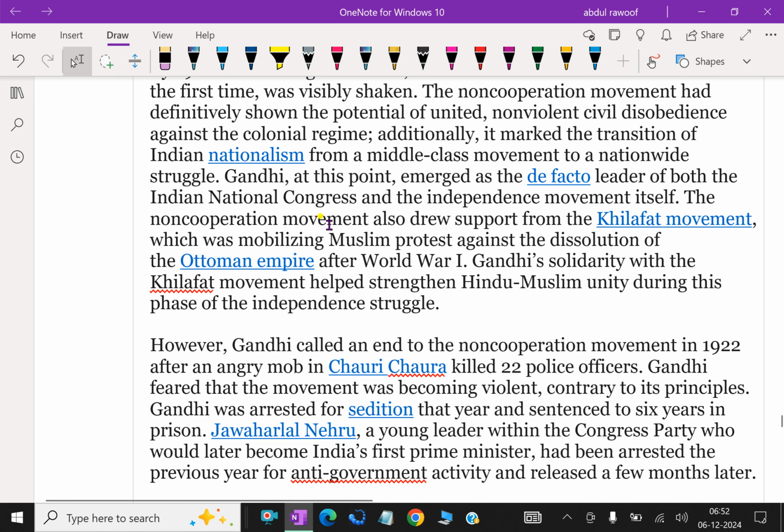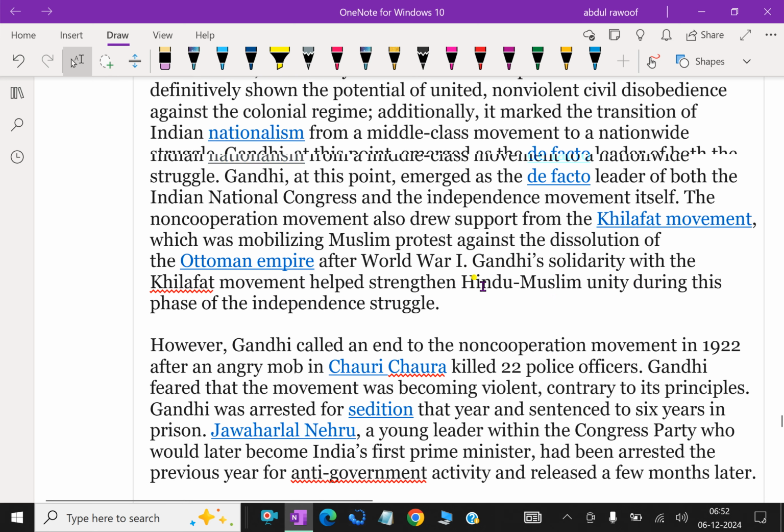The non-cooperation movement also drew support from the Khilafat movement, which was mobilizing Muslim protest against the dissolution of the Ottoman Empire after World War I. Gandhi's solidarity with the Khilafat movement helped strengthen Hindu-Muslim unity during this phase of the independence struggle.